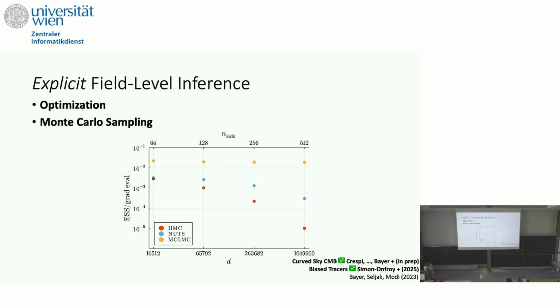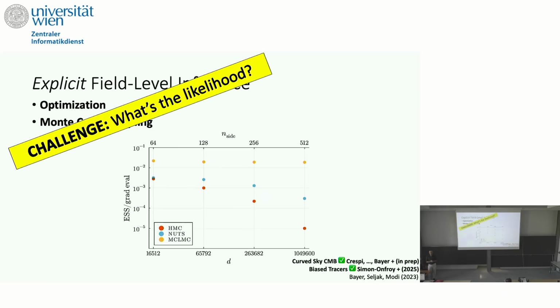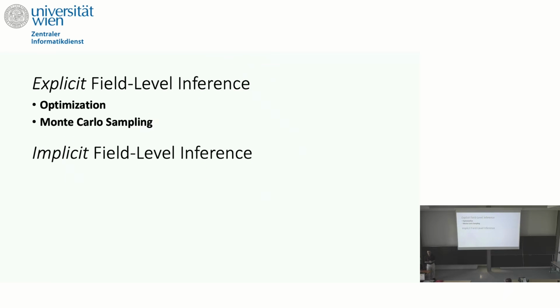But the big question with explicit field level inference is, what is the likelihood? We've got to make some assumption about the likelihood that we're sampling here. Often it's a Gaussian assumption, and it's unclear whether that's valid as you go to smaller and smaller scales. So to move past this, we can do implicit field level inference, where you use a neural network to learn the connection between your final field and the initial field, or the cosmological parameters, or both together.